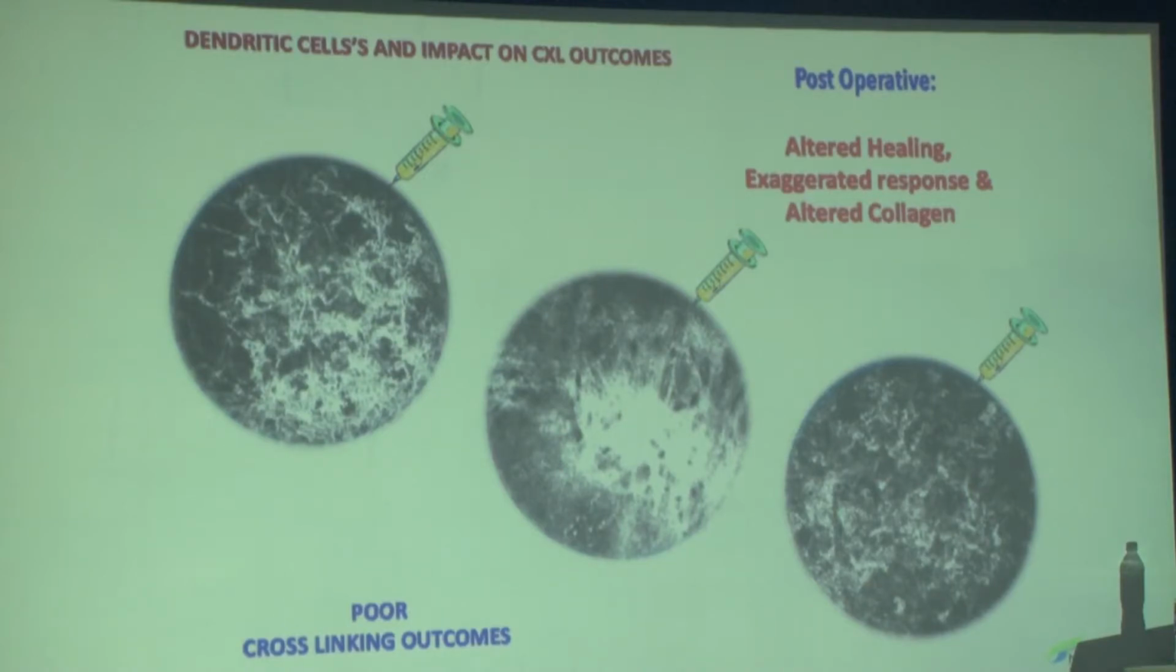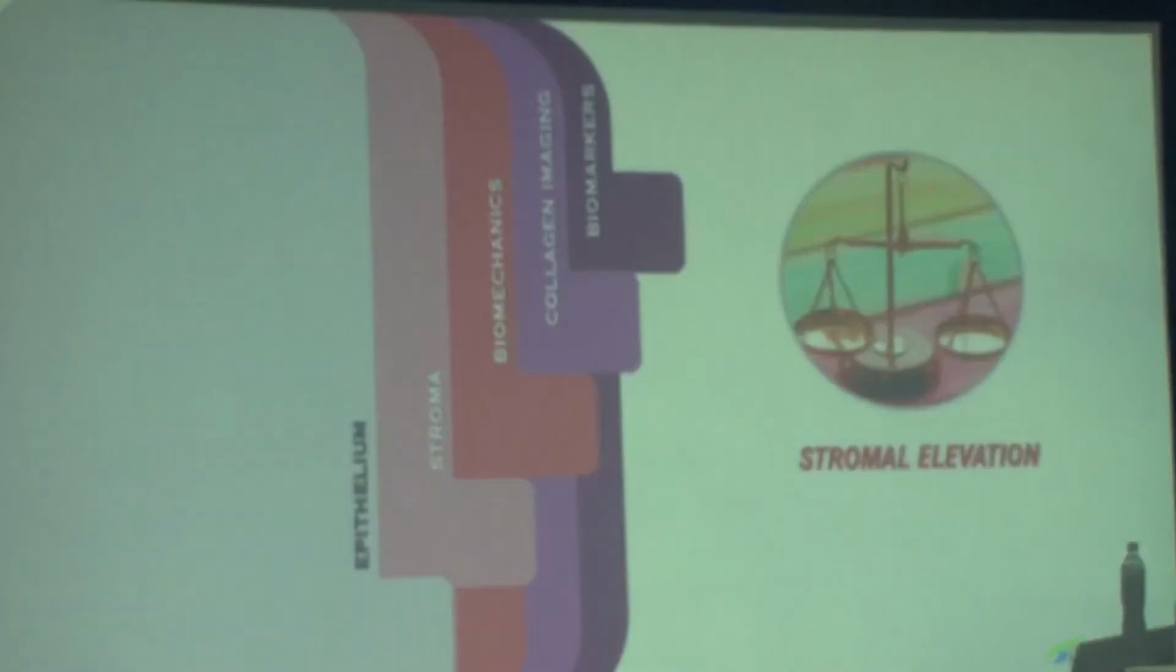And if you do cross-linking on these inflamed eyes without pre-treating them, they have a much higher chance of developing haze or progression, and they will have poor cross-linking outcomes. So that's why it is important to look at that as well. So second comes the stroma.